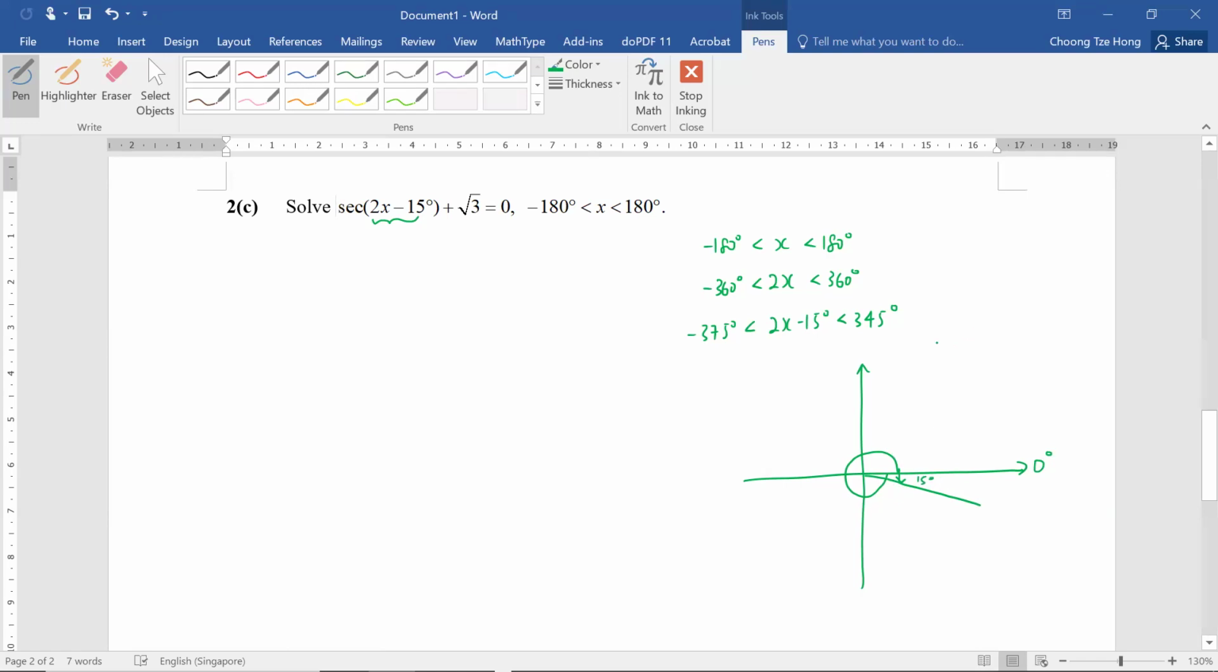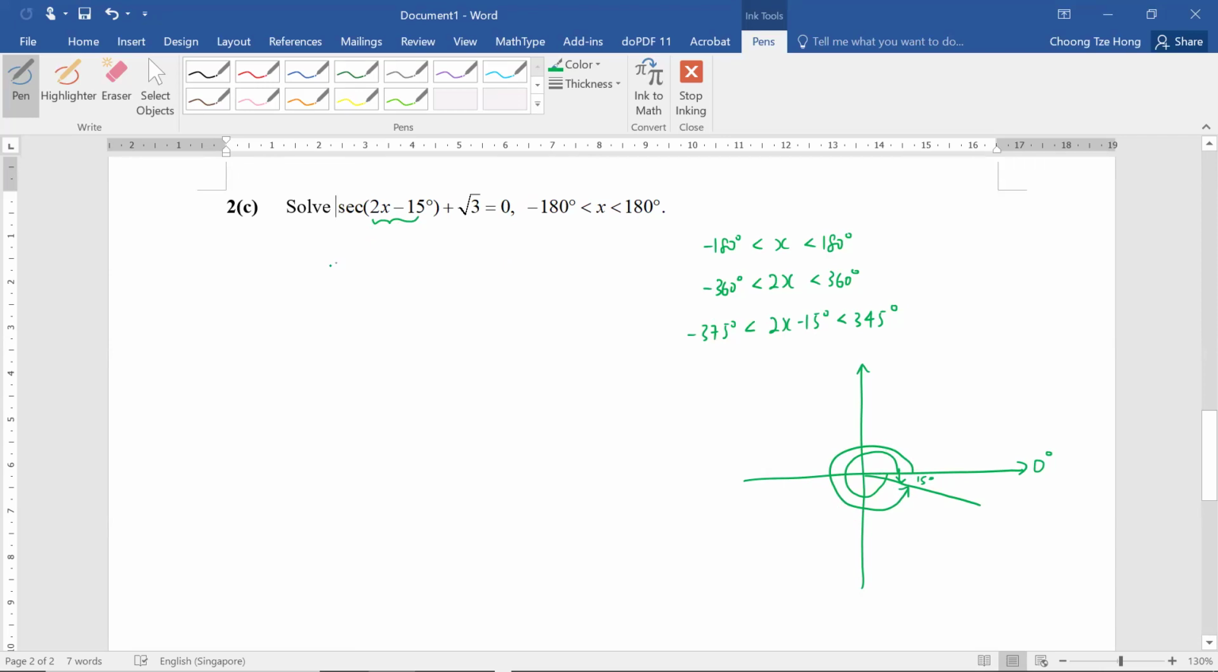Then the positive 345 would be from here all the way to here. If you think about this, you are still going two rounds. The negative one is one full round plus an extra 15, and the positive one is one full round but less 15. So actually you are still going two rounds. Once we have adjusted the range, let's solve the question.